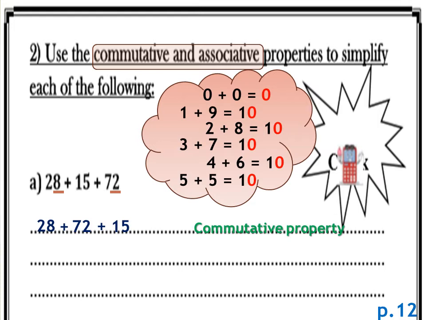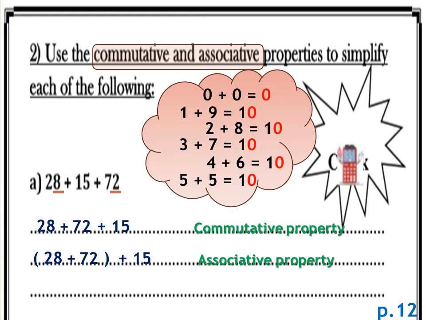And now let's use the associative property. What is the meaning of associative property? Open bracket. So we will open bracket, write 28 plus 72, then close the bracket, and plus 15 outside. And here is the associative property. And now we can use the calculator and check. 28 plus 72 equals what?